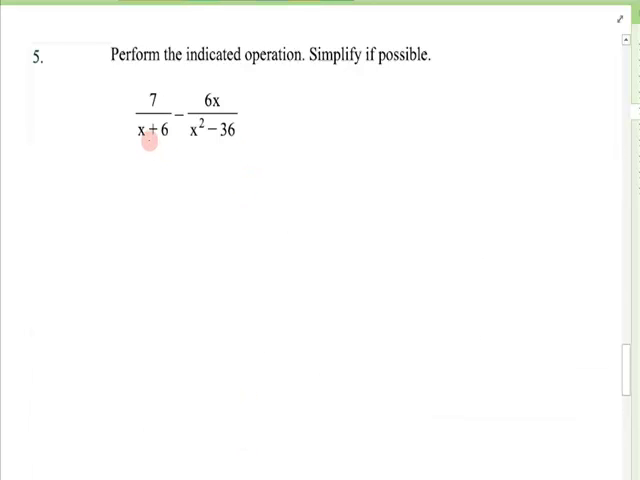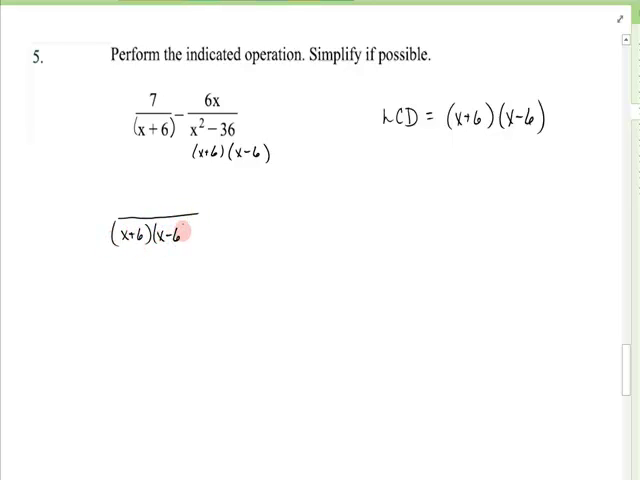All right. I have 7 over x plus 6, and I have x squared minus 36. That's the difference of squares. That factors into x plus 6 times x minus 6. The LCD, I need one of every different kind of factor. So I need an x plus 6, and I need an x minus 6. So I write it down twice, and then I compare.